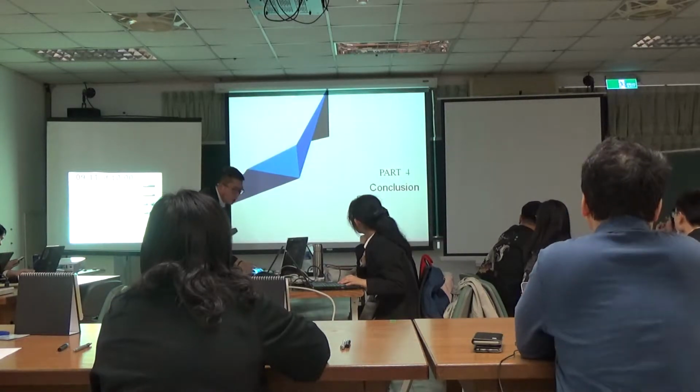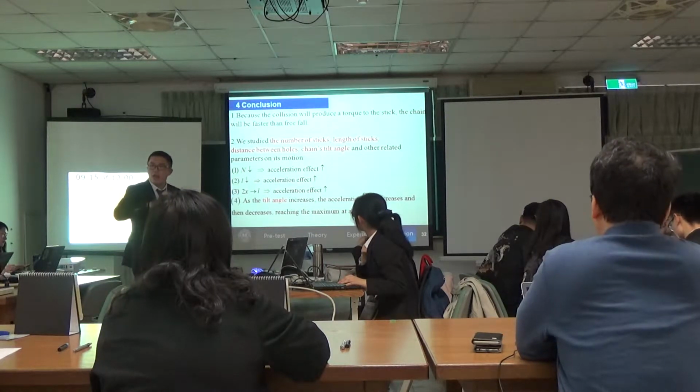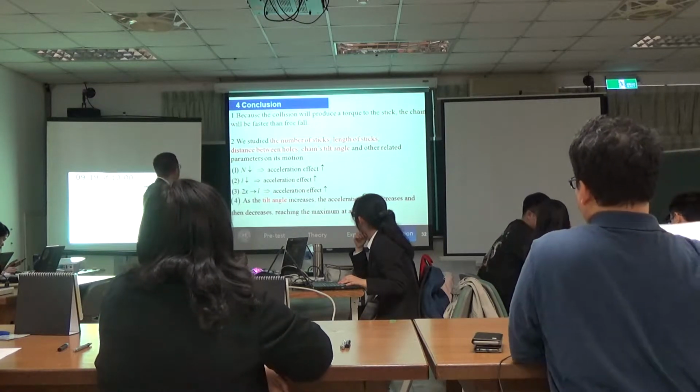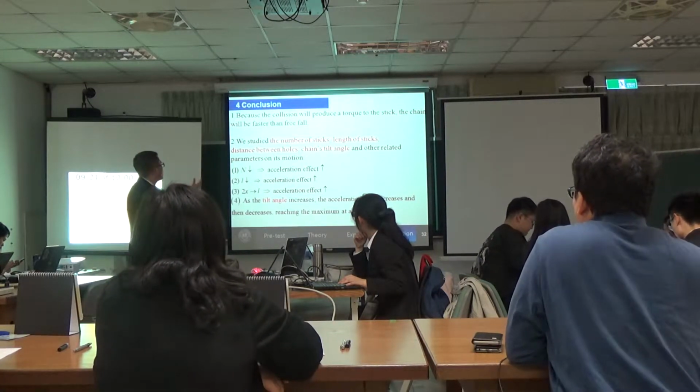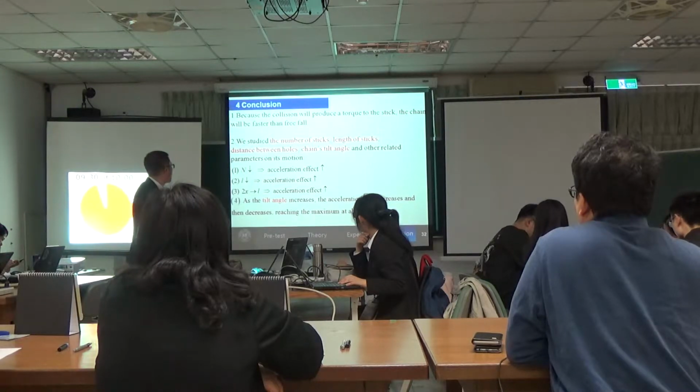Yeah, and then let's get on to our conclusions. First, we explain why the fast chain will be faster than the free fall. And then we studied the number of sticks, the length of sticks, the distance between holes, the chain's tilt angle, and other related parameters. And we can get our conclusions.